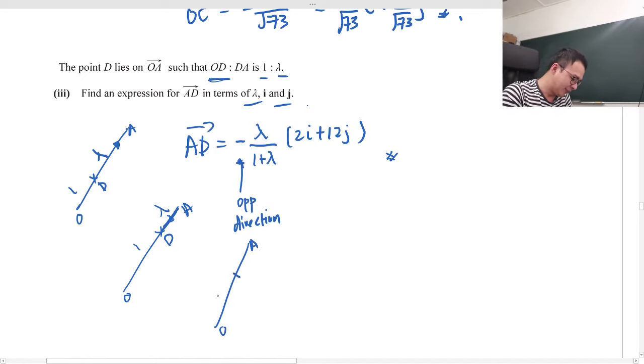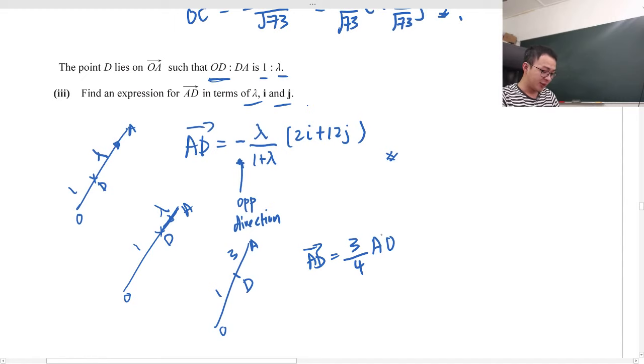Let's say this is 1. Let's say the lambda over here is 3. Then we will write the AD, we will write 3 over 4, isn't it? Of AO. If I want to use the AO, so I will say 3 over 4. How do I get the 4 here? 4 basically I take 3 plus 1, isn't it?